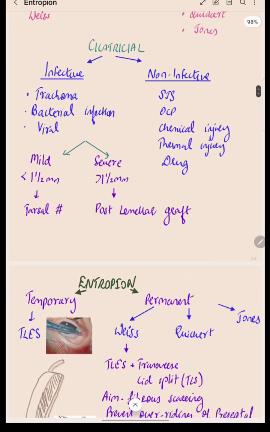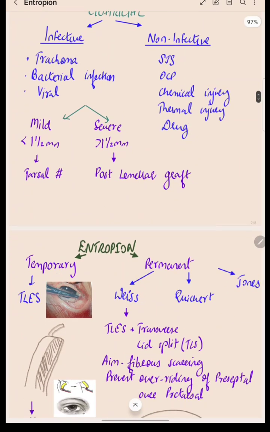Then there is cicatricial entropion. It can be either infective or non-infective. Infective, the most common causes are trachoma, bacterial infection, and viral infections. Non-infective, the most common causes are Stevens-Johnson syndrome, ocular cicatricial pemphigoid, chemical injury, thermal injury, and drugs.